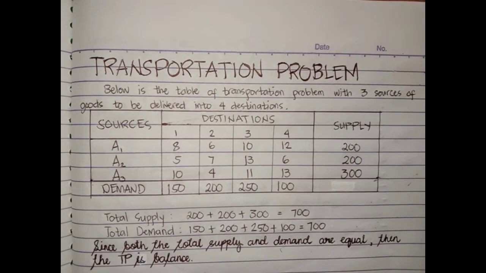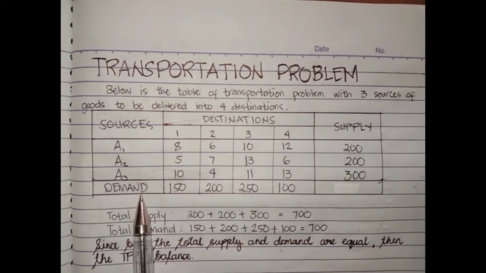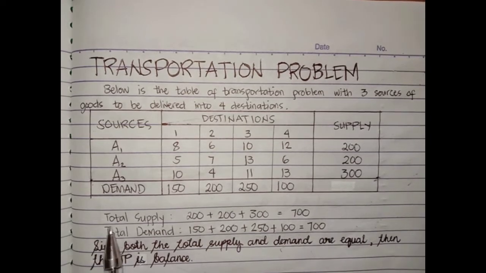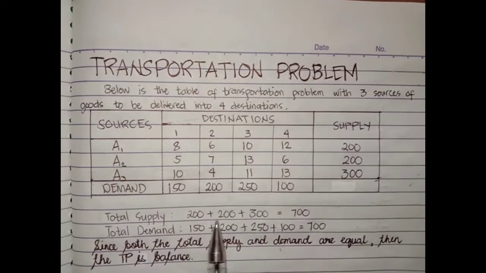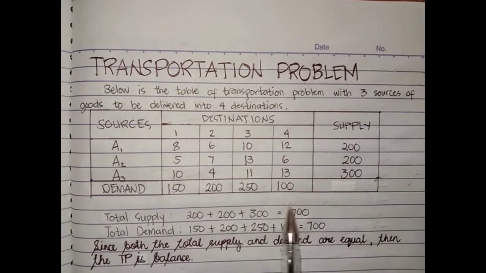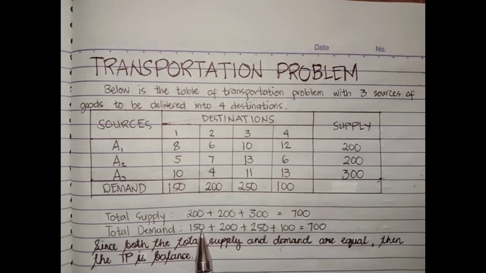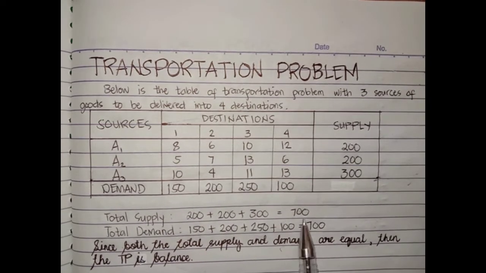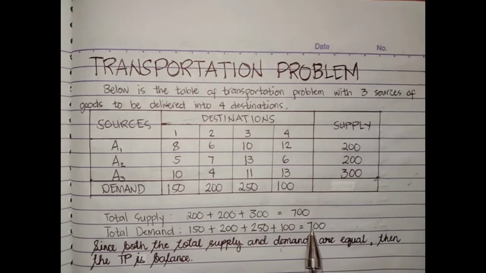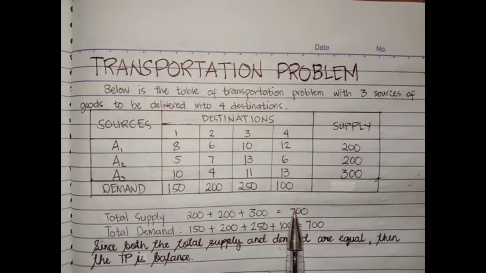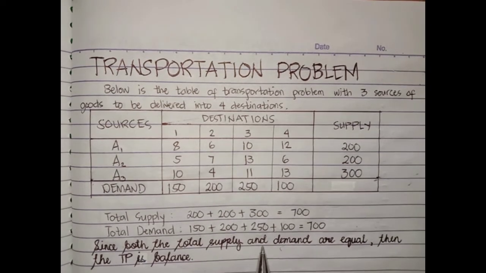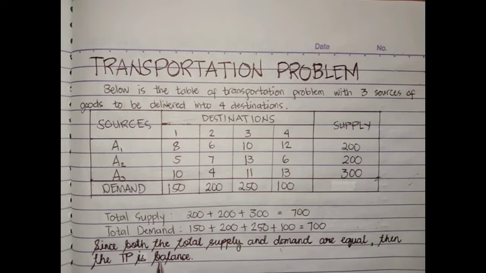So in a transportation problem, we need to verify first if the total supply and the total demand are the same in number or sum. The total supply, we have here 200 plus 200 plus 300 is equal to 700. The total demand, 150 plus 200 plus 250 plus 100 is equal to 700. So as you observe, they are equal, 700 for the demand. Since both the total supply and demand are equal, then the TP is balanced.